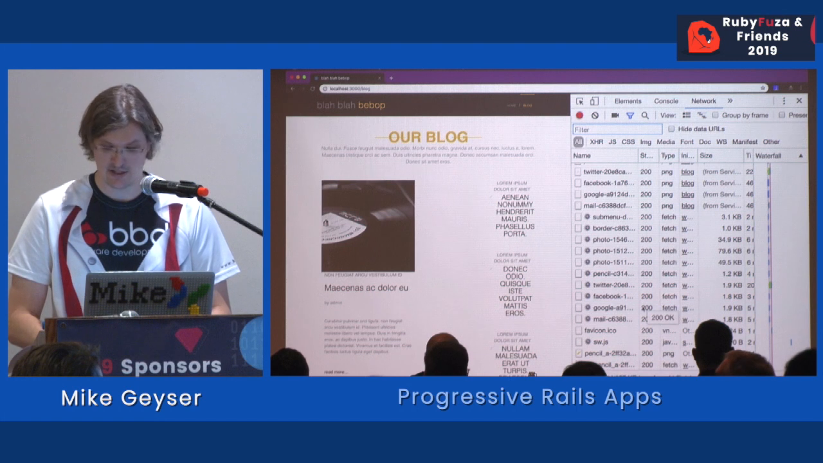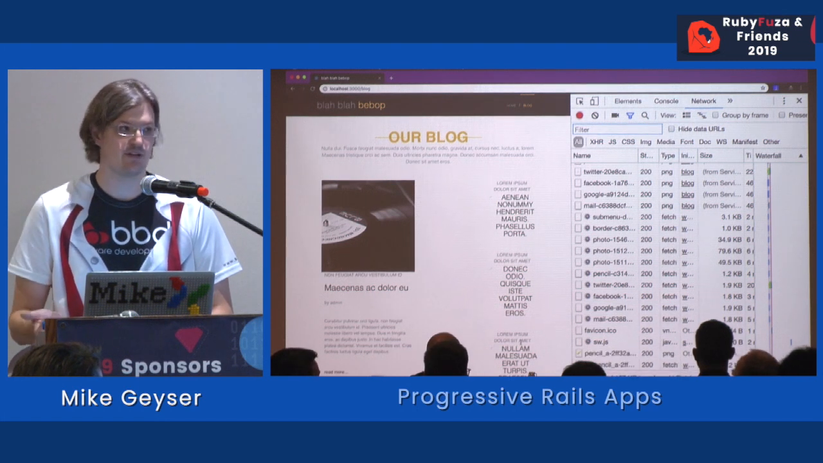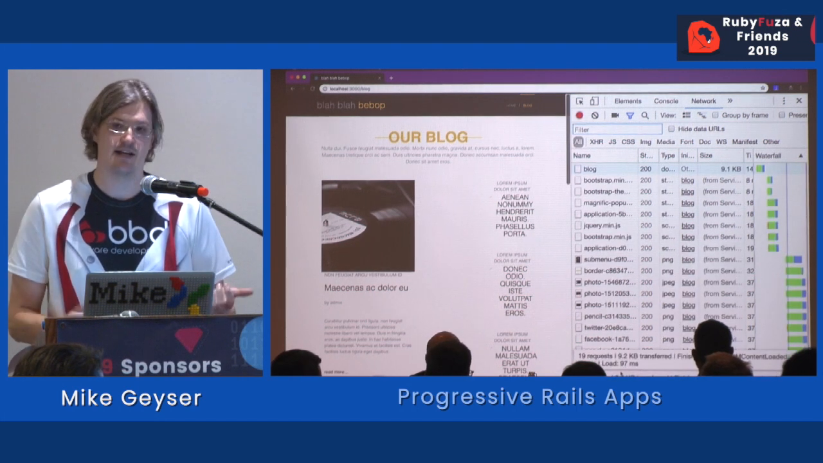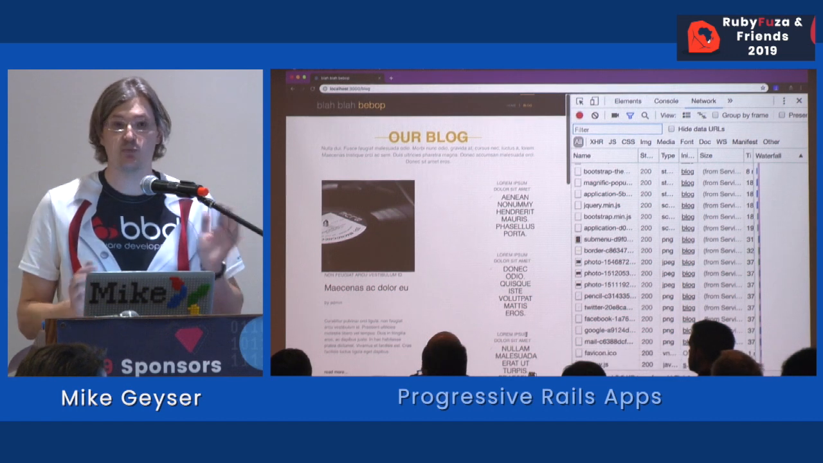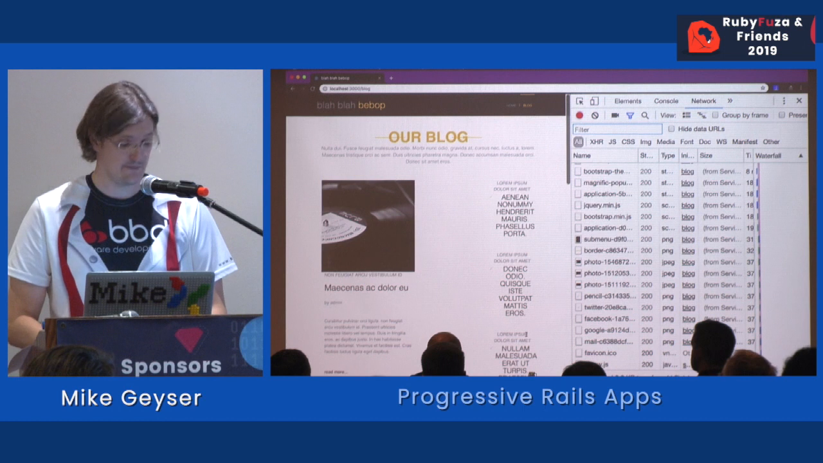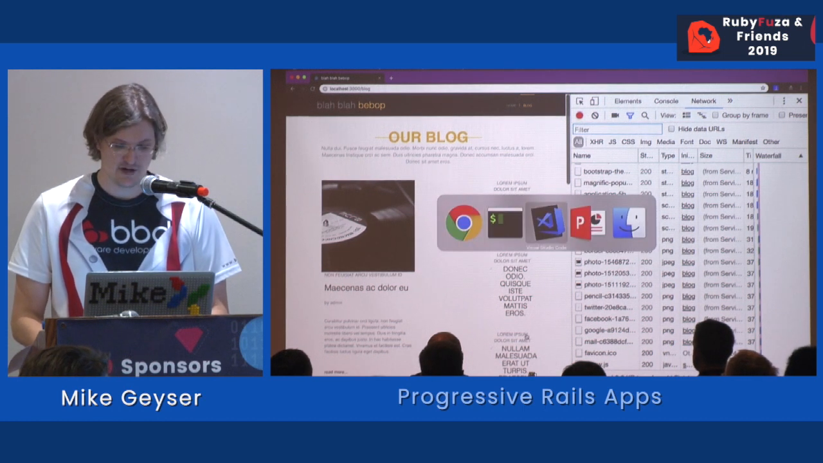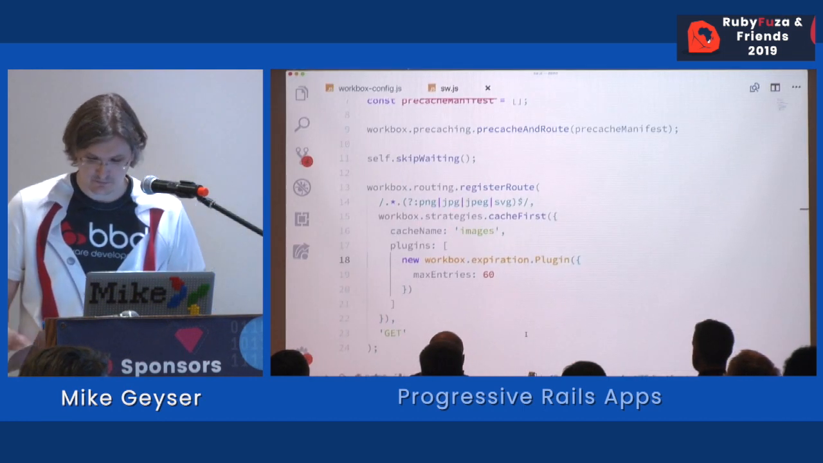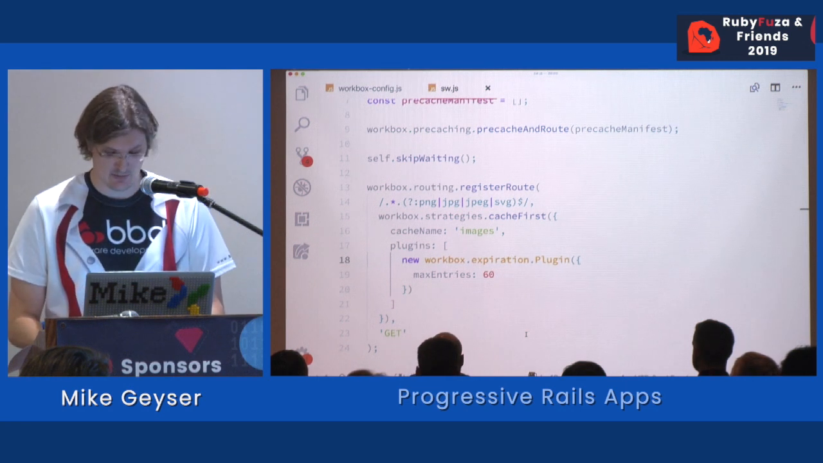For example, if we take a look at it, it's going down from 187 kilobytes on first page load to 9 kilobytes on second page load, which is pretty cool, but this is something you could have done with HTTP caching, right? So not very exciting and not why we're here today. Why we're here today is to do the compositing part.